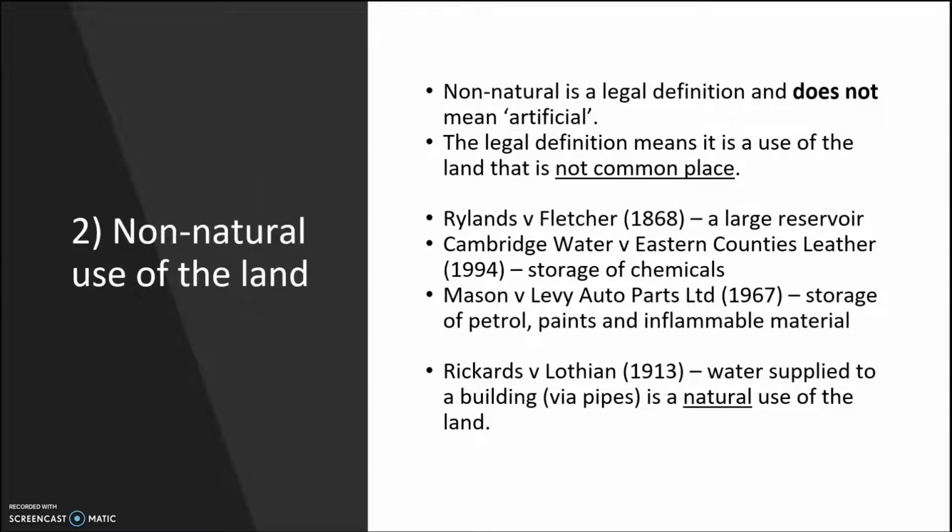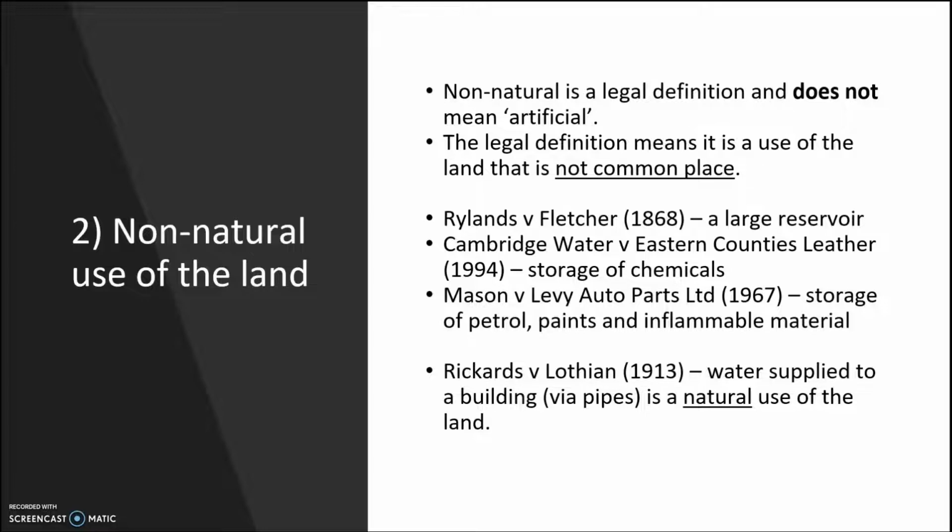Non-natural use of the land. This is an interesting area. So this is a legal definition. It doesn't mean artificial, in contrast to the bit we were just looking at. And that's where sometimes students get confused. You've got to treat this as a separate bit. This does not mean an artificial use of the land. What it actually means is not a commonplace use of the land, which is slightly confusing given the name, but you've got to remember that it's a legal definition of what that means. So it's not commonplace. I describe to my students that means you wouldn't necessarily expect to see it there.